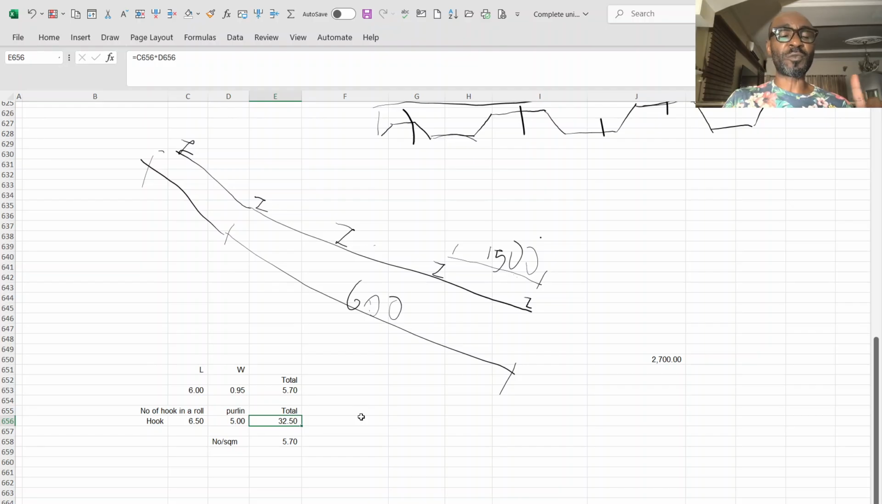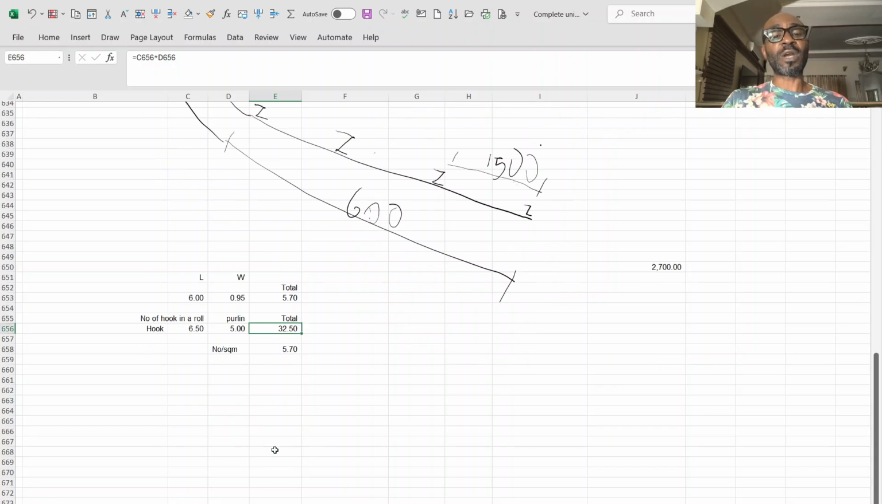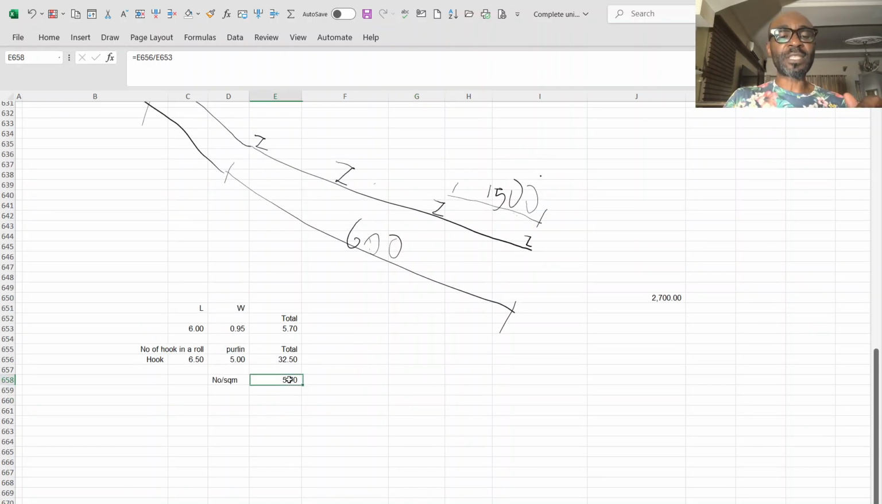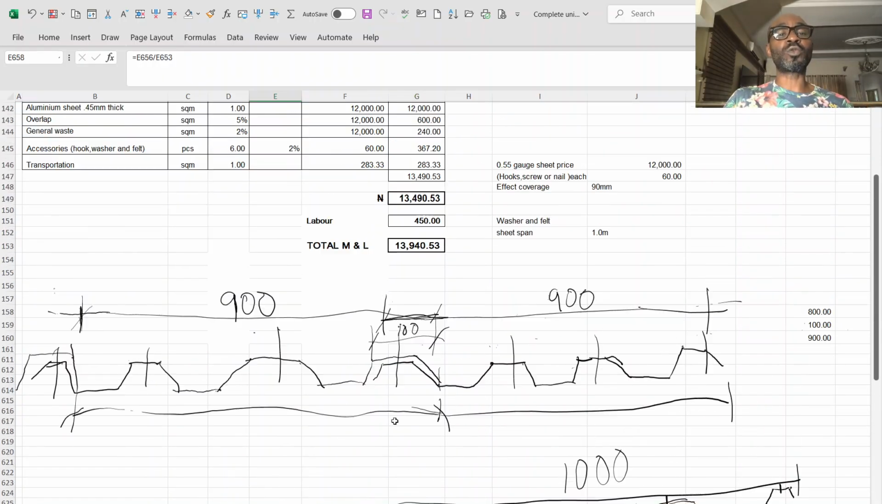Then you have 32.5 pieces of hook for 6 meter long by 0.95 wide roofing sheet. So I now divide it by the square area, and I'm having 5.7 per square meter. So automatically I'm rounding this up to 6. So I'm now taking this 6. We'll now go to the analysis, to the rate build-up proper.